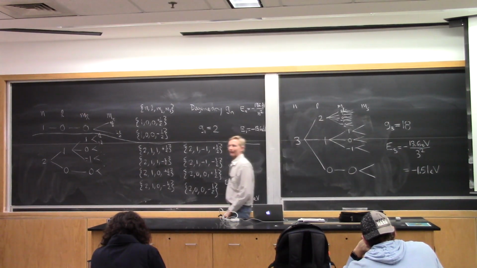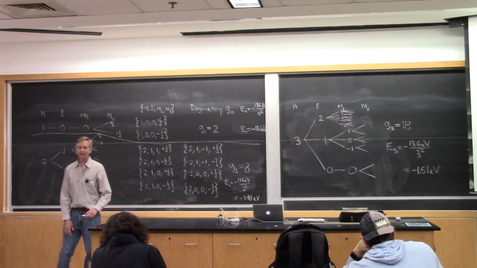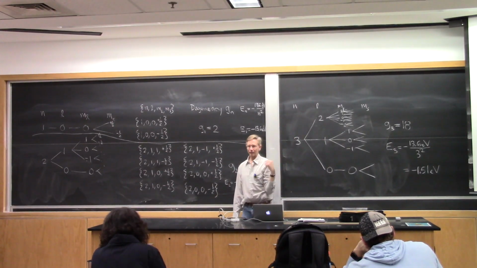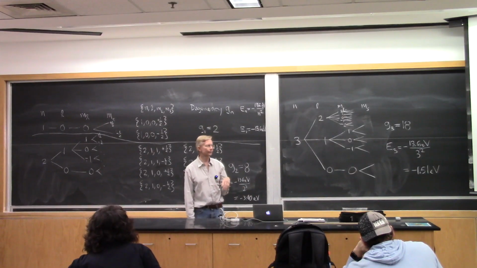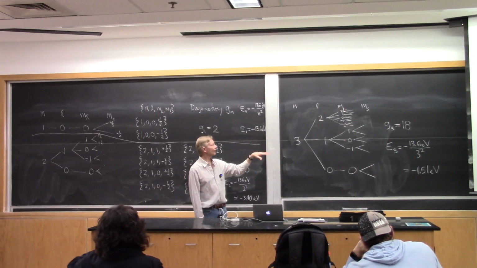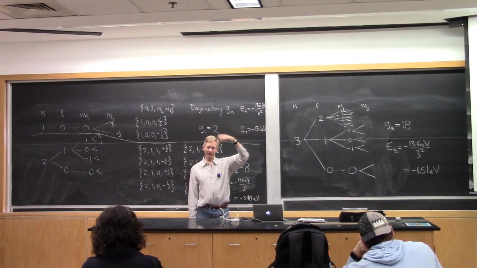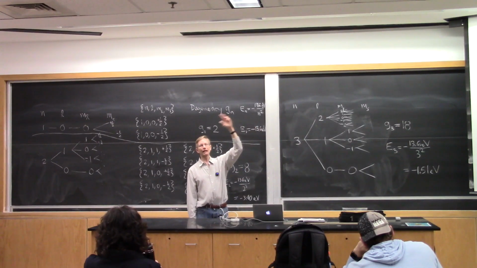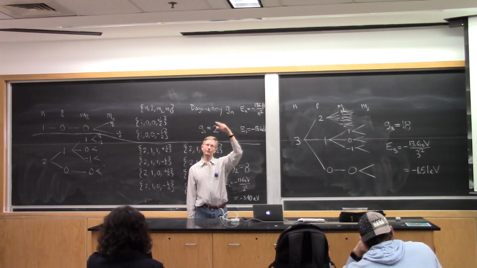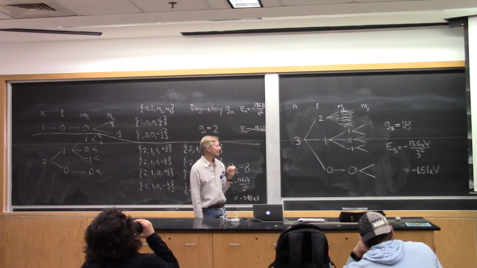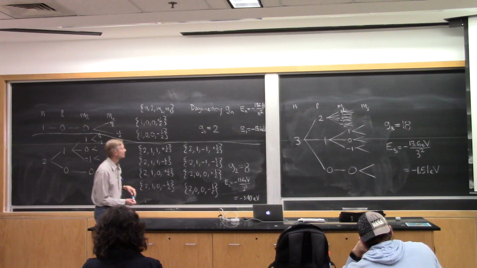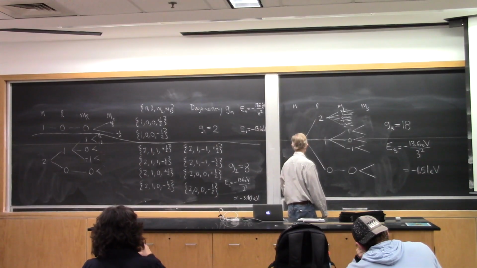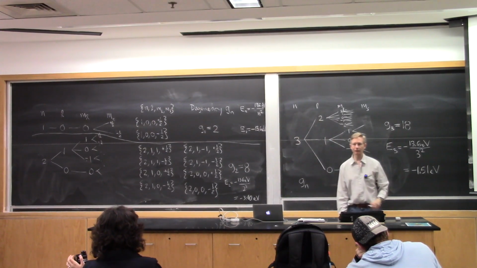And we could keep going, right? Every time we go to another n, we add another possible L, and then we have m sub L values that go from minus L to L. So if I went to n equals 4, I could have L equals 3, and then m sub L would be minus 3, minus 2, minus 1, 0, 1, 2, 3, and so forth. There is a pattern here, namely, the degeneracy is, and I'm debating with myself whether I have you do the proof of this.